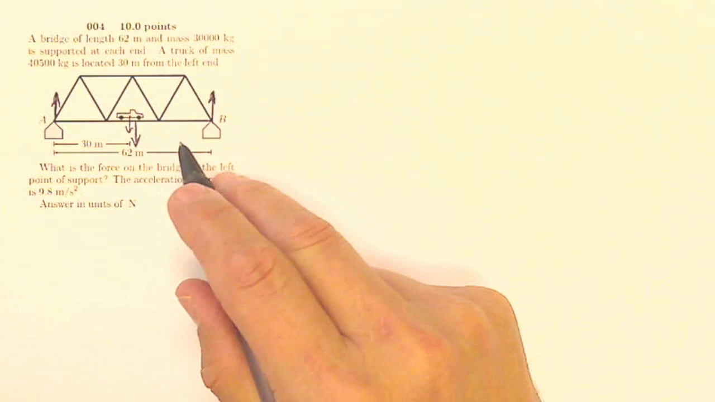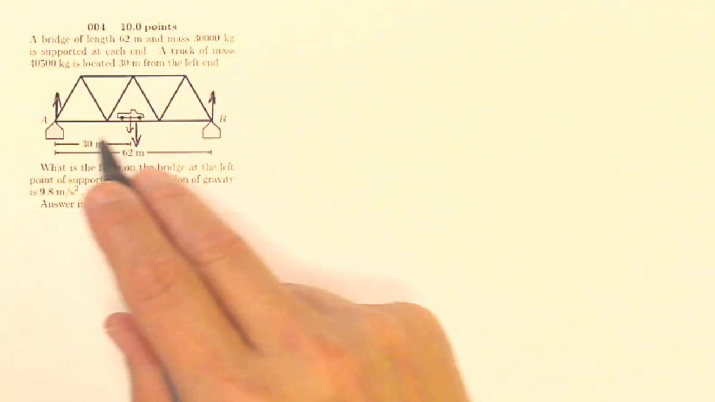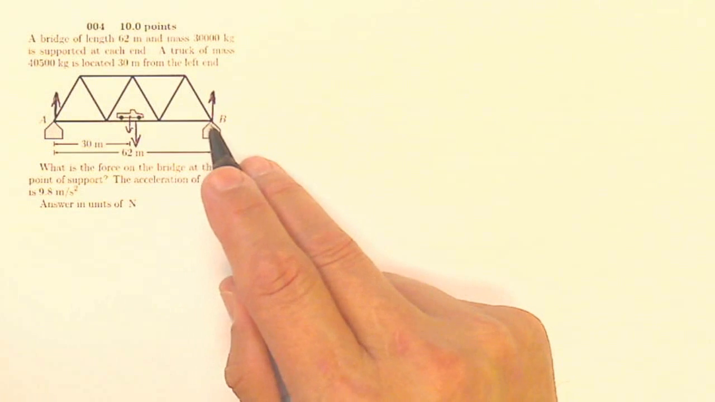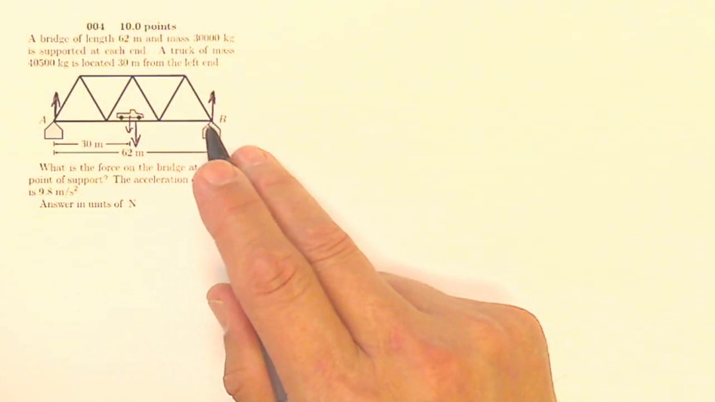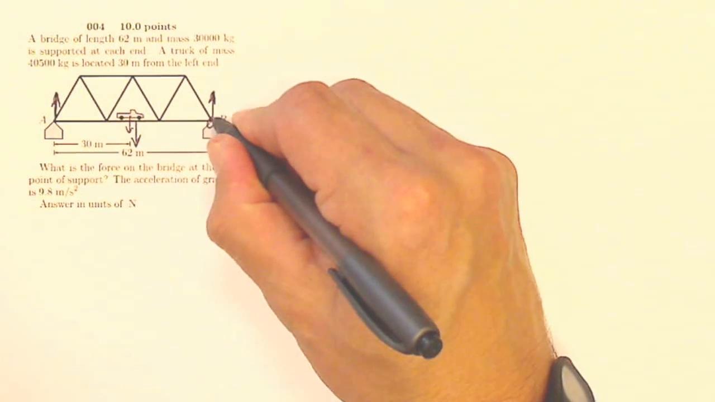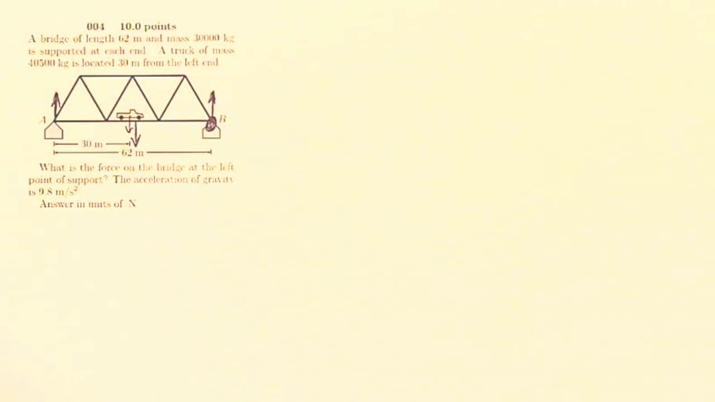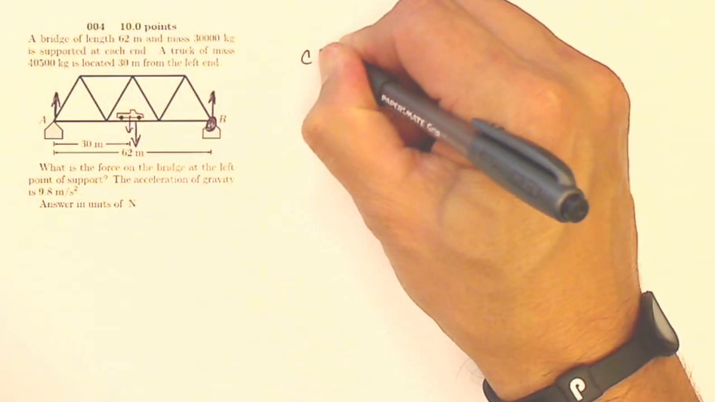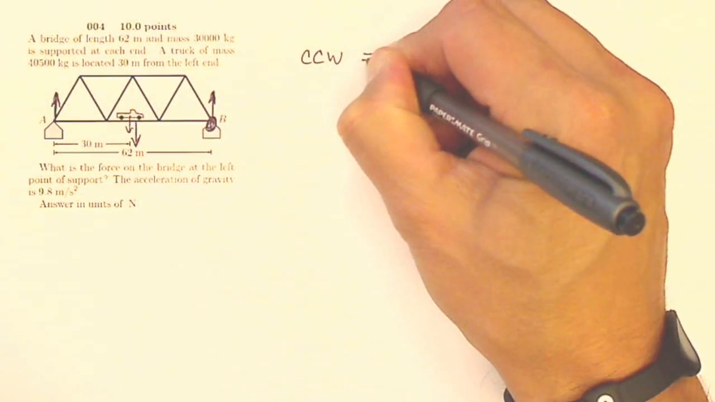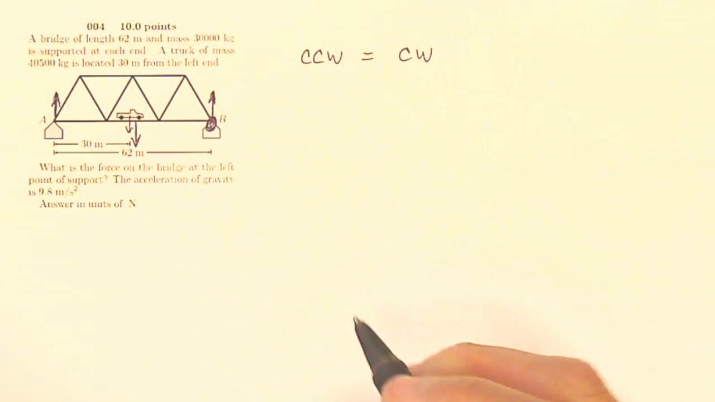So if I want to figure out A, what I do is I pick B as my pivot because I don't know what this force is and I don't care what this force is. So I pick the pivot where I don't know and I don't care. So that is going to be my pivot point, point B. So now I've got to look at everything counterclockwise. So I know that my torques that are counterclockwise are going to equal my torques that are clockwise.